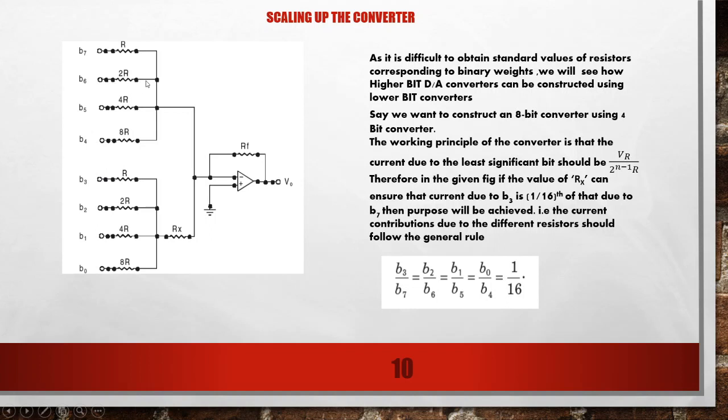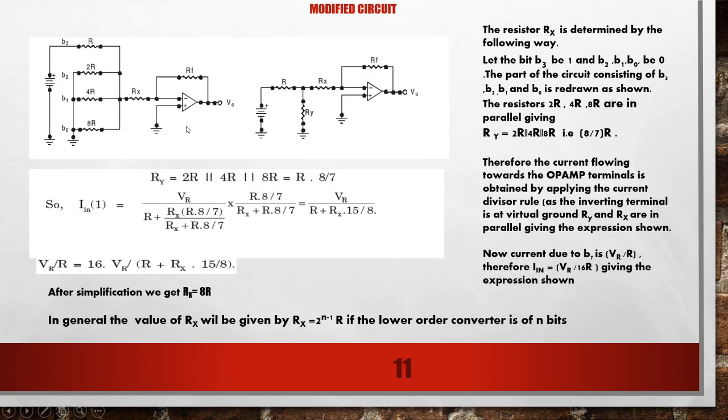Again, if this is VR by 2R, this will be 1 by 16 times of that, and so on. In general, the current through the different resistors should be something like this: B3 by B7, or B2 by B6, or B0 by B4 should be 1 by 16. So the basic design reduces to something like that. You have to calculate the value of Rx which makes the effective current due to this input 1 by 16 times the current due to this input. So let's see how to do it.